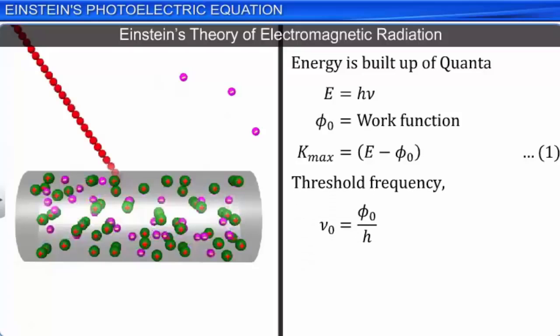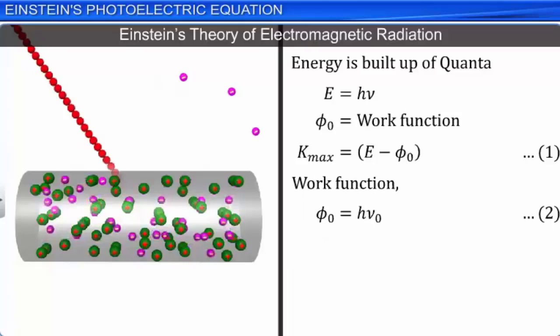Threshold frequency nu naught is the minimum frequency of the incident radiation required to just cause photoelectric emission from a metal surface. Since nu naught is equal to phi naught by h, we have phi naught equal to h nu naught. Let this be equation 2. Substituting the value of phi naught from equation 2 in equation 1, we have the maximum kinetic energy of ejected electrons, Kmax, equal to h nu minus h nu naught, since E equals h nu.